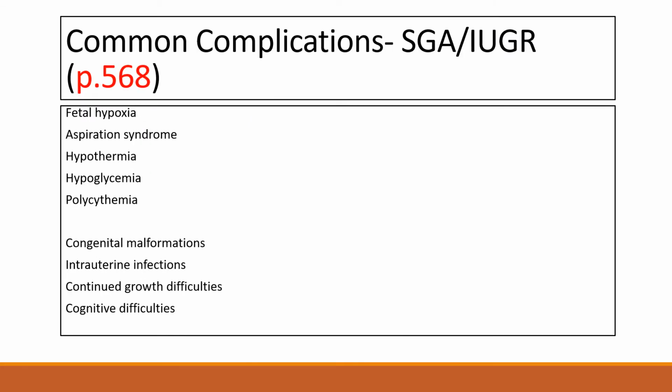So complications that can arise for babies that are small for gestational age or have intrauterine growth restriction include fetal hypoxia. They're at risk for aspiration syndrome, hypothermia, of course, because they don't have that extra layer of brown fat, hypoglycemia, polycythemia, some congenital malformations, intrauterine infections, continued growth difficulties even after the baby is born, and some cognitive difficulties.